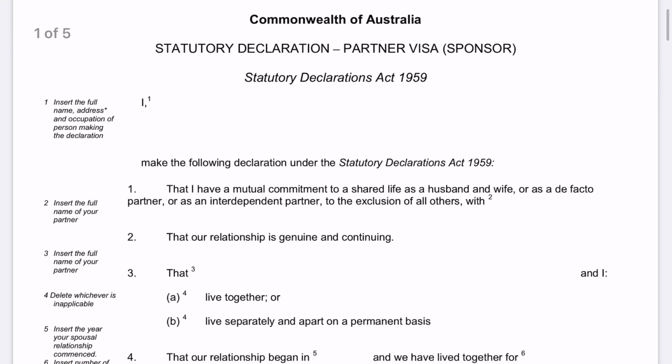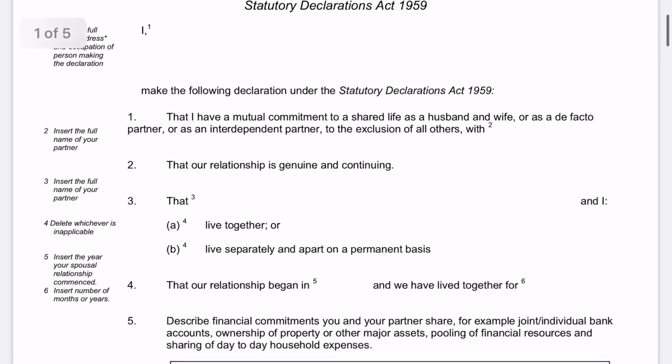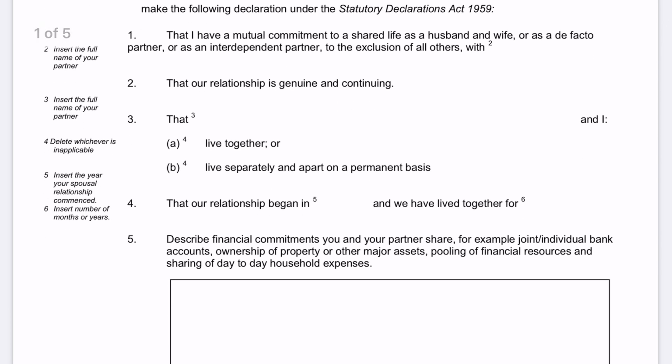So you see that this form has two sections. On the left side there's a margin, and on the right side there are placeholders where you need to write. Number one, insert the full name, address and occupation of the person making the declaration. That means the sponsor. Fill it up. Two, insert the full name of your partner. You see the word "with"; there's some blank space, put that full name.